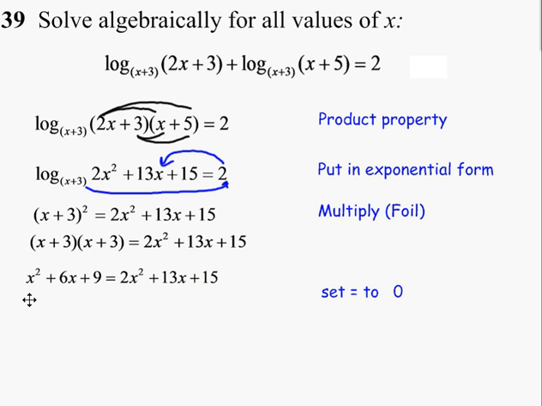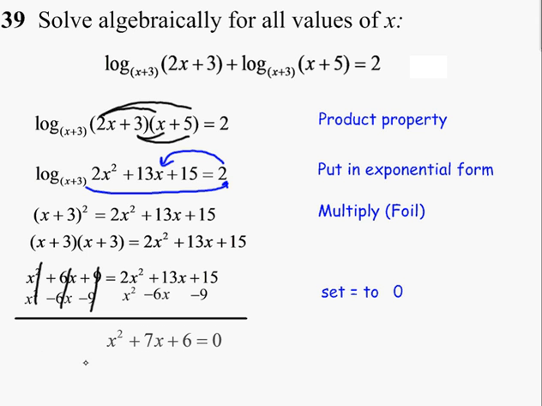I'm going to subtract x squared from both sides, subtract 6x from both sides, and subtract 9 from both sides. So everything on the left side cancels out, and I get 0 on the left side. When I simplify everything, I get x squared plus 7x plus 6 equals 0.